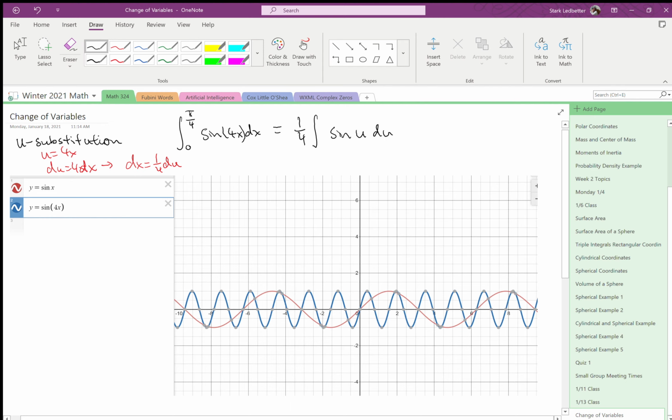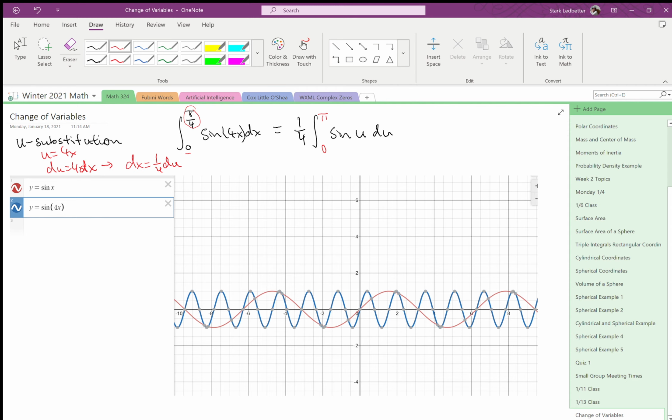And then we could keep the bounds and then integrate and substitute in later, or this time actually let's replace the bounds. So when x is 0, u is 0, u is 4 times x, and when x is pi over 4, u is pi. And then we can finish the integral. Let's look geometrically at what this is.